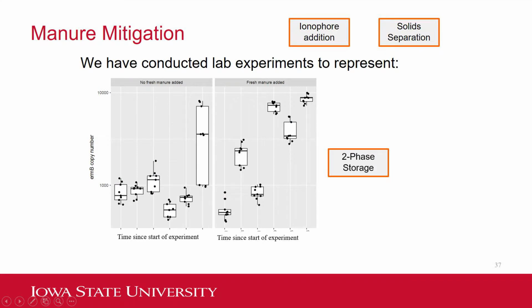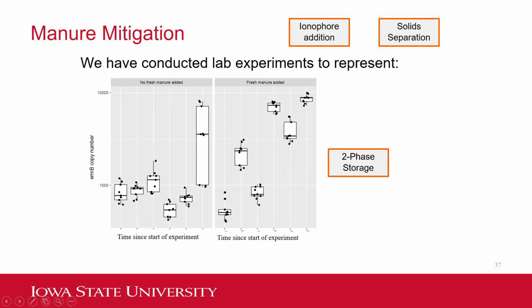This is our manure mitigation experiments, which have been funded by the Pork Board. We're considering a lot of different options to see what kind of reductions we can see in the phenotypic resistance and then resistant genes. The gene that we are working with is erm(B), a macrolide resistant gene. Our manure is coming from the farm where tylosin is used.